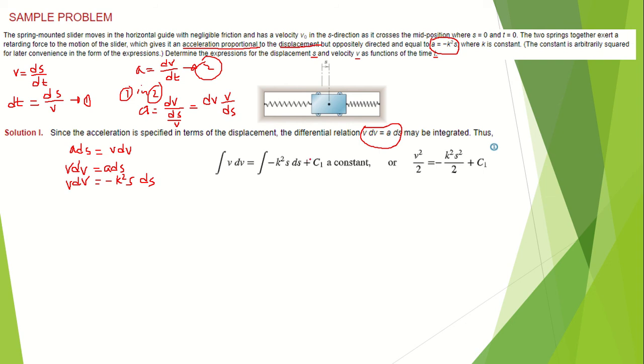Integrating both sides without the limit, we have to introduce the constant of integration here. Okay, so this is the one.